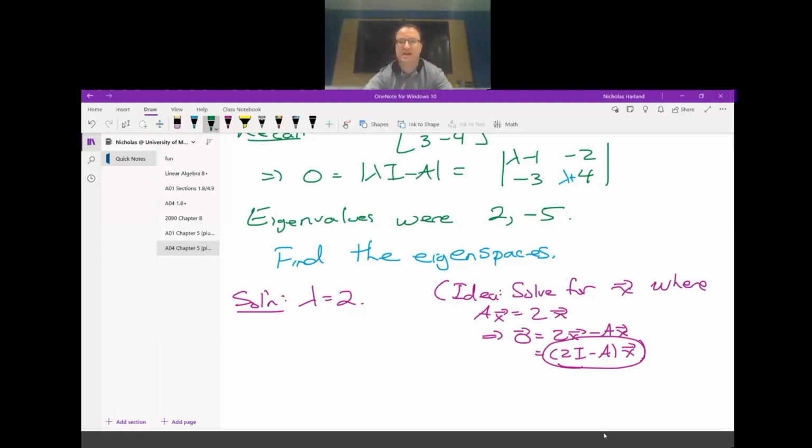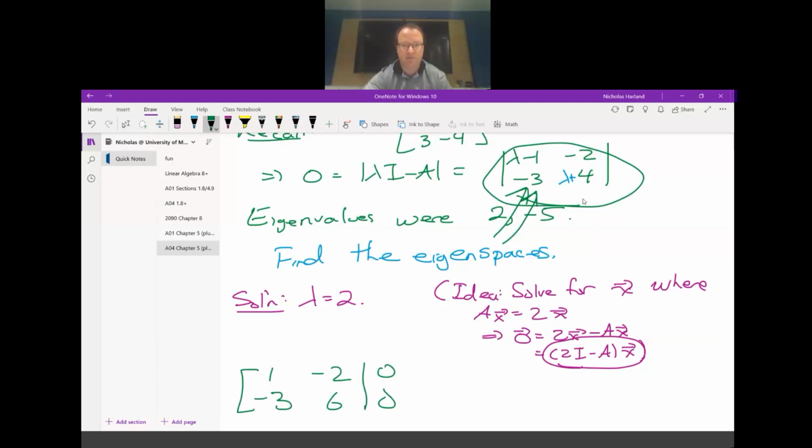Row operations, exactly. And here's 2I minus A, except we'd have to plug in lambda equals 2. In other words, we're taking the same matrix that gave us the characteristic polynomial, and now we're plugging 2 into that. So we get 1, -2, -3, and lambda plus 4, augmented with 0, 0, and we're solving.